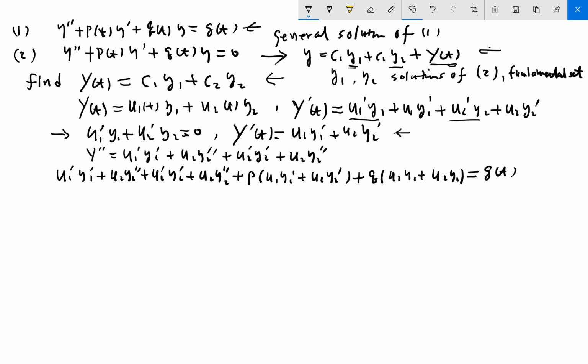Now let's simplify this equation. First of all, we want to put all the terms with u1 together.